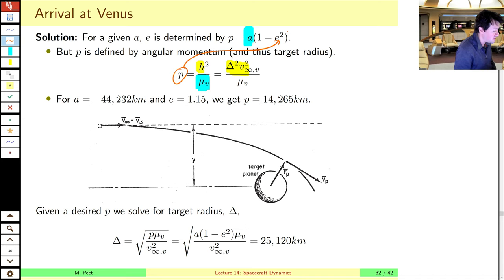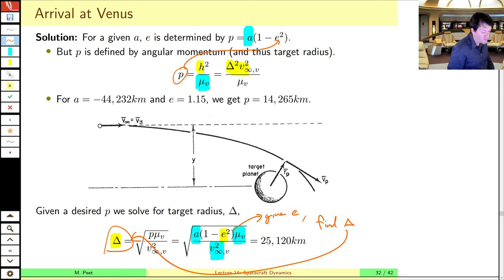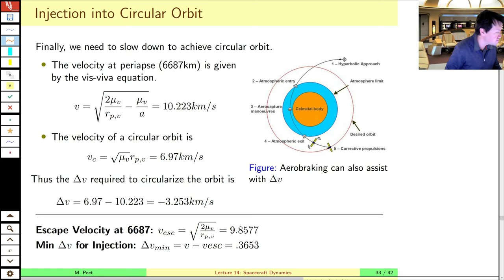So if we just solve this equation for delta, we get delta in terms of all of these other things: V infinity, which is fixed, a is fixed, mu is fixed, and e, which is what we want. So for desired e, we can find our desired delta. So for any given eccentricity, we can find the appropriate targeting radius. And this works for anything. Right, so now we basically have all our ducks in a row.